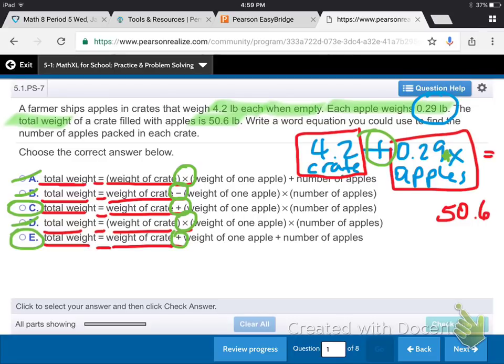Is it the weight of the crate plus the weight of one apple times the number of apples? Is it the weight of one apple times the number of apples? Yes. That's exactly what we just said, right? And just to double check, E says the weight of one apple plus the number of apples. No, that's not what we're doing right here. We're not adding right there. We're multiplying that 0.29 times x. So the answer is, what did we say? C. Right there, C.